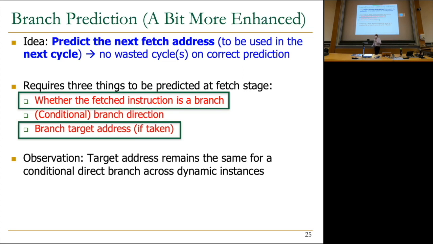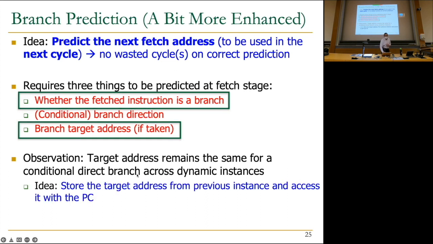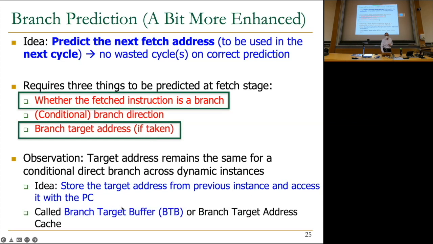One is, if we actually get a target address from that memory structure, that tells us that that's the target address for the branch. That also tells us that this is a branch, because I've computed a target address for this PC before. So we kind of kill 2 birds with 1 stone in this case. So that's the idea, basically. Store the target address from the previous instance and access it with the PC. This is called a branch target buffer or branch target address cache.